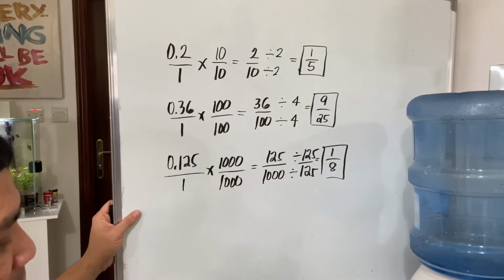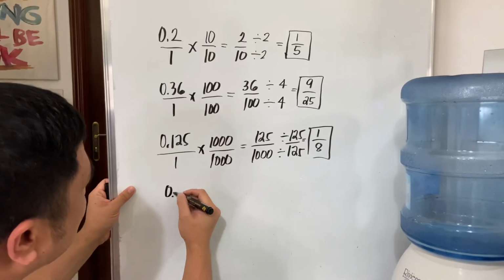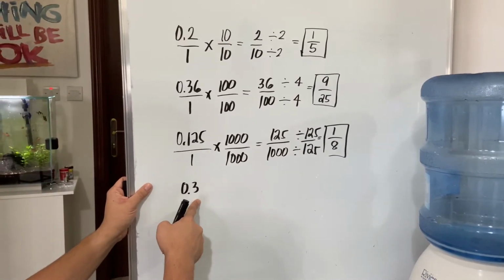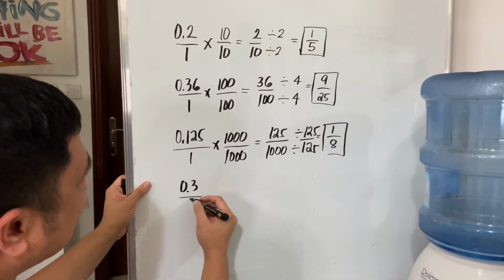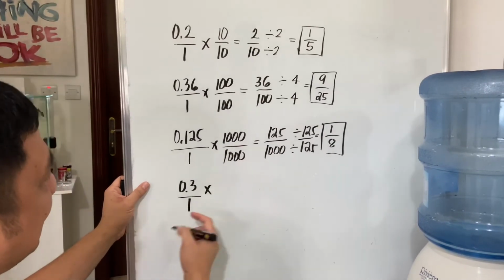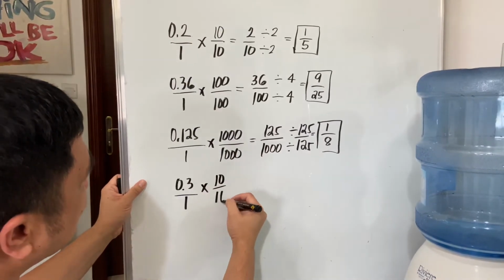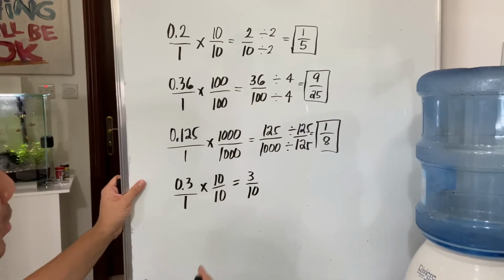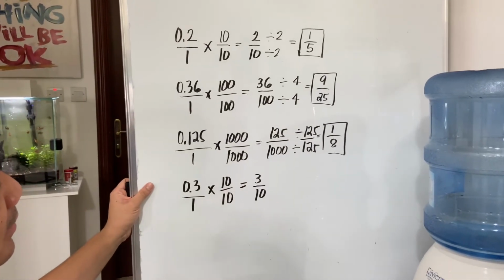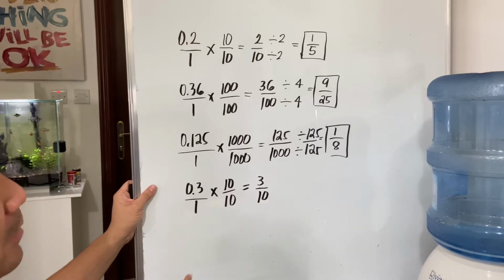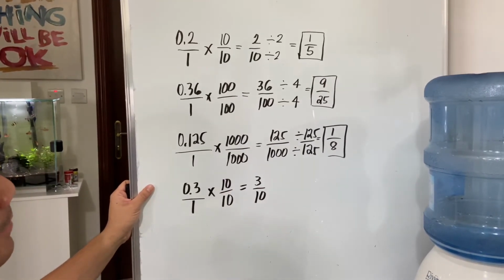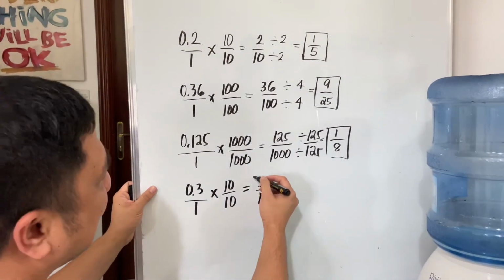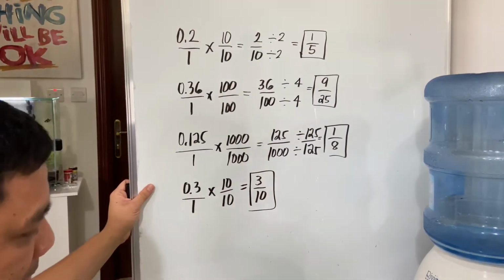Another example. If you have 0.3, in the place value it is in the tenths place. So you just have to divide by 1, then get rid of the decimal, so times 10. In this case, you have 3 over 10. As you can see, 3 over 10 is in its simplest form already, so no need to simplify it further because there's no common factor between 3 and 10. So this is our answer.